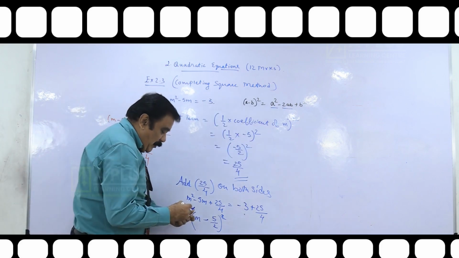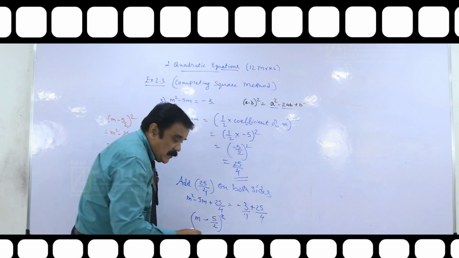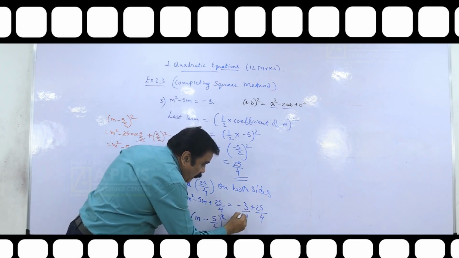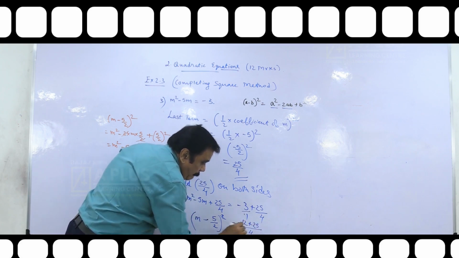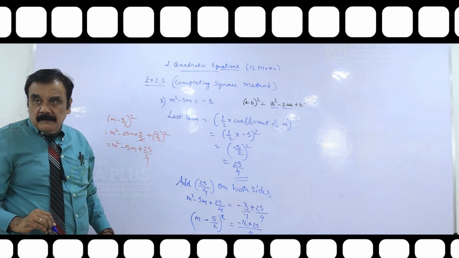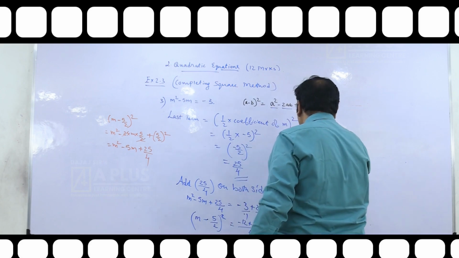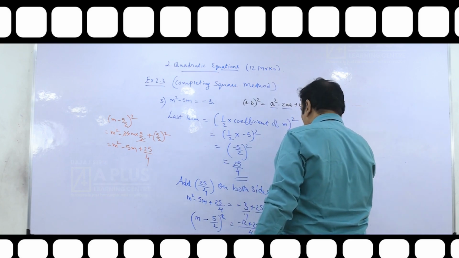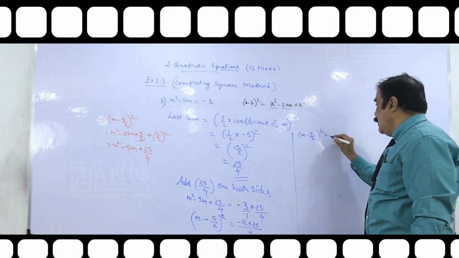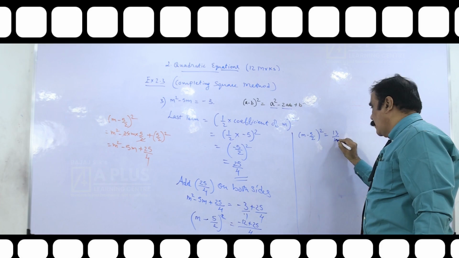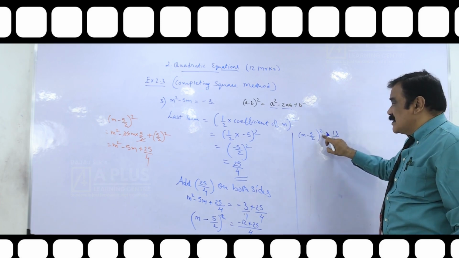Now right hand side will give me what? राइट हैंड साइड में क्या आएगा? This is -3 by 1. So if I cross multiply, what will I get? 4 into 3, minus 12 plus 25 upon 4. Yes? That will give me what? See here. m minus 5 by 2 the whole square is equal to minus 12 plus 25 by 4, क्या आएगा? 13 by 4. Yes? Right? Now this is square.